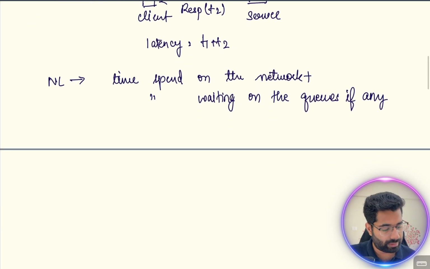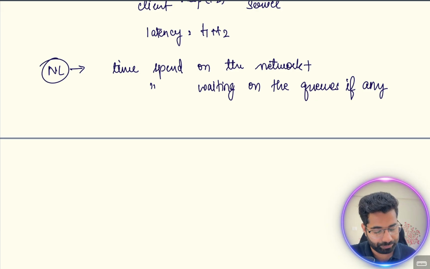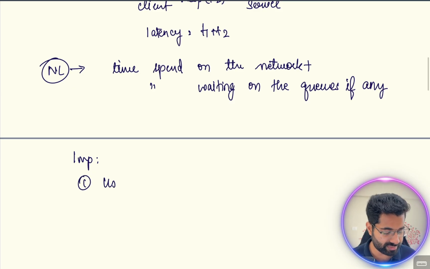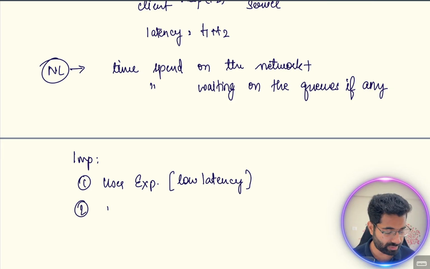Now, let's see why calculation of latencies is very important for a system. Latency affects the user experience of the system. Any user will always appreciate a system having low latency. And it also affects the architecture of the system.